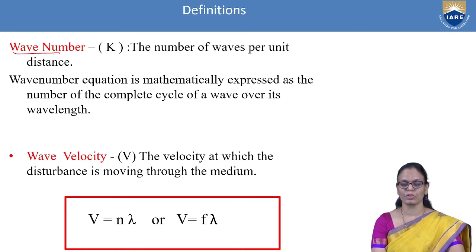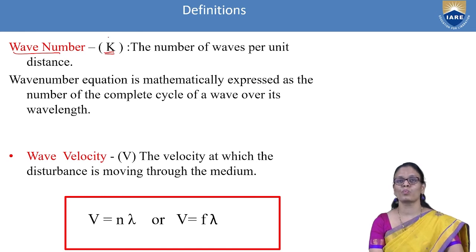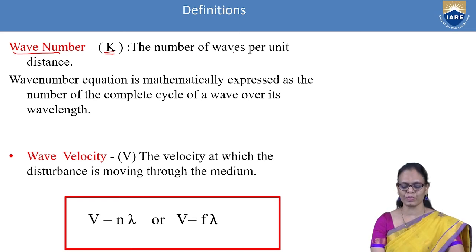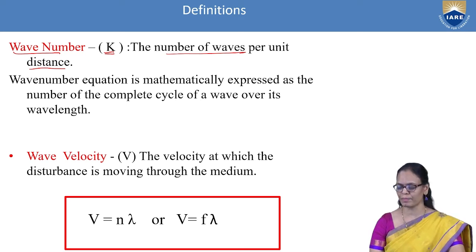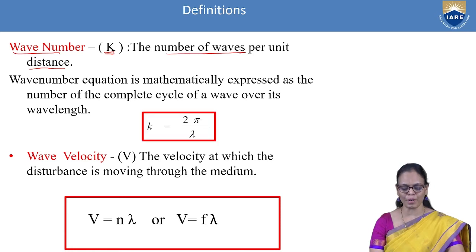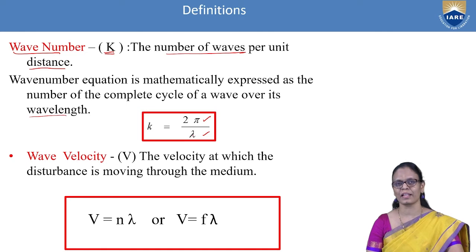Now wave number. Wave number is denoted by k. In all expressions we are going to use this wave number k. So let us try to understand what this wave number is. The number of waves per unit distance. How many waves are there in a given unit distance? If you can count, that gives us the wave number. And if you have to express it mathematically, it is expressed as the number of complete cycles of a wave over its wavelength. So k is given by 2 pi by lambda. Lambda denotes the wavelength and 2 pi is an angle. So k is equal to 2 pi by lambda.